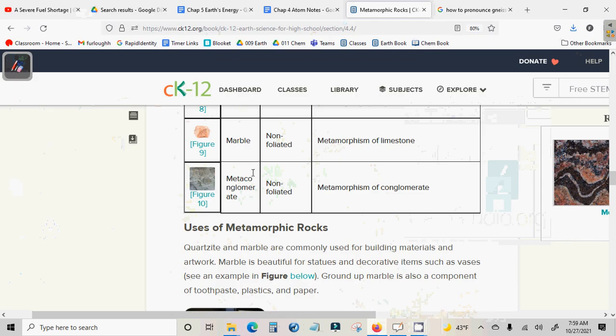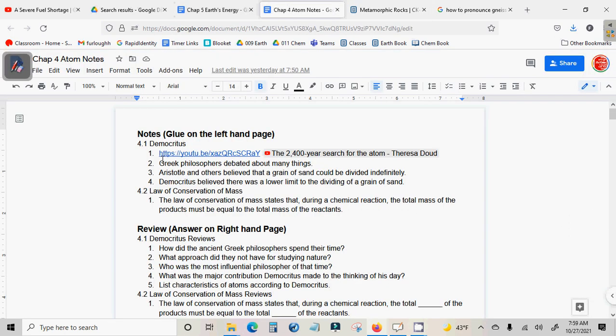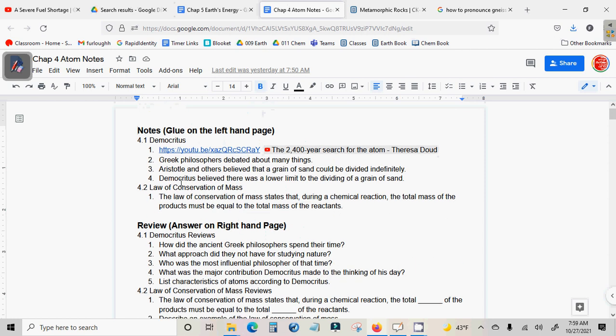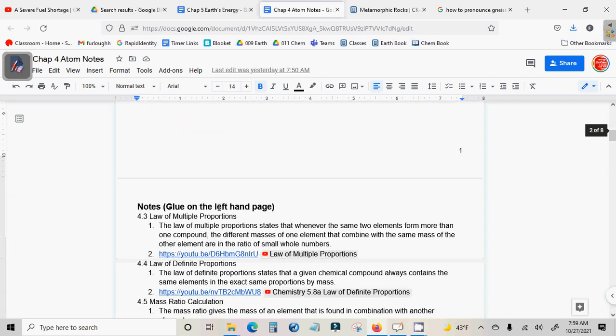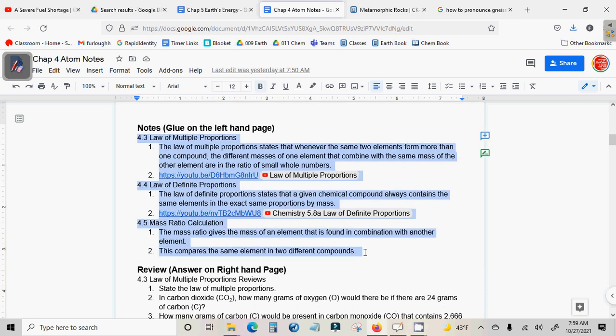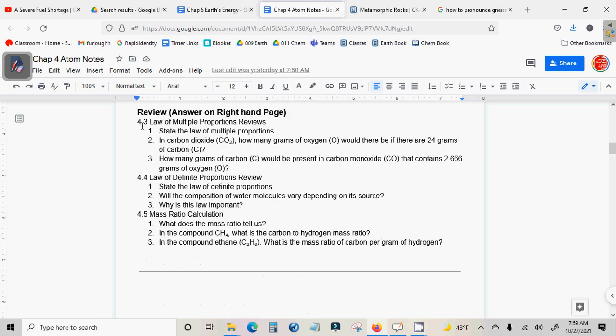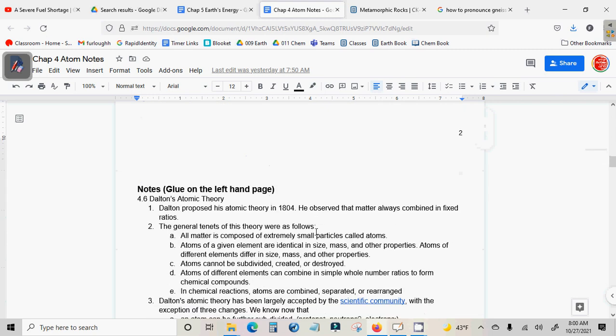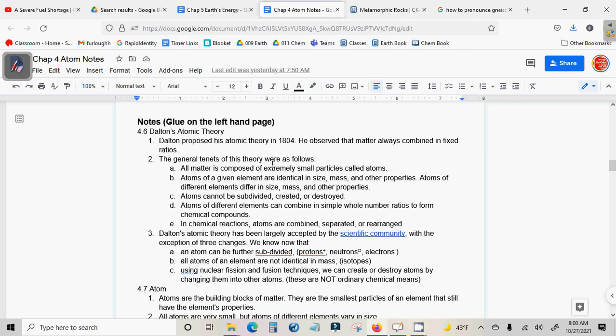All right. So yesterday in chemistry class, not math, chemistry, we talked about Democritus' law of conservation of mass, and we've talked about 4.3, 4.4, and 4.5. The students were given these notes to put in their notebook, and they were asked to answer these questions in their notebook.